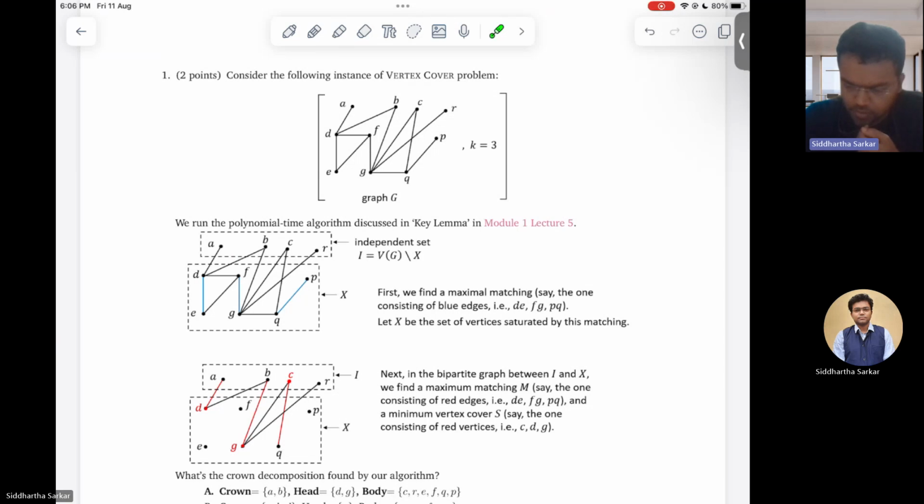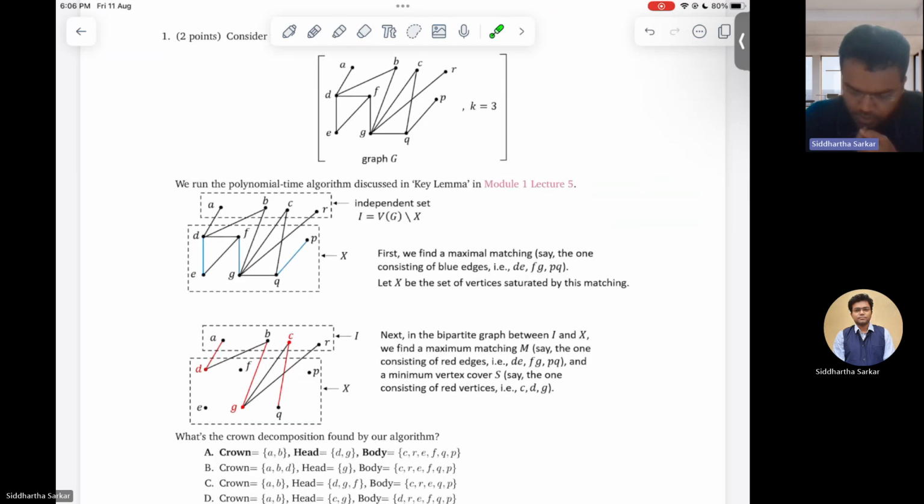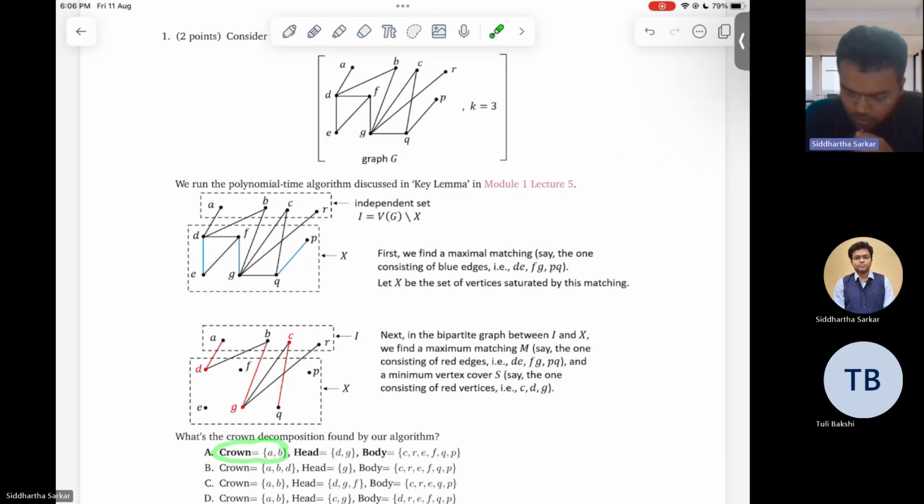So there is this algorithm called crown decomposition algorithm, which we have seen. And in this question, the question is asking which set of vertices is the crown, and which is the head, and which is the body after the crown decomposition of this graph.